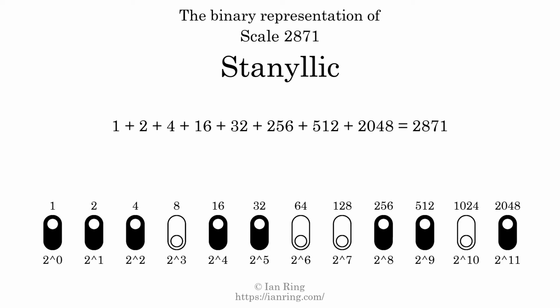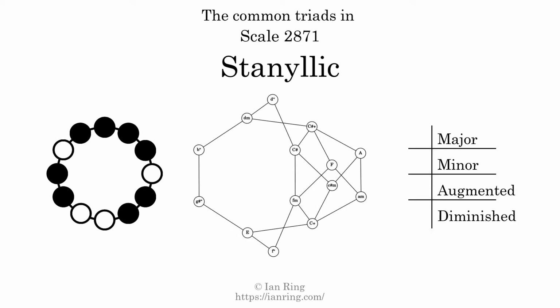2871. The scale number not only enumerates the scale with a unique index, but it also literally describes the tonal content of the scale. Represented as a binary number in base 2, the scale number is 101100110111. Here are the common triads present in this scale. The diagram in the center is a graph of parsimonious voice leading between triads.